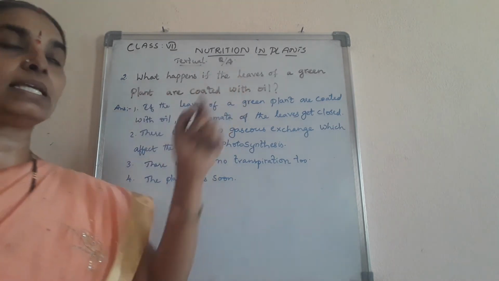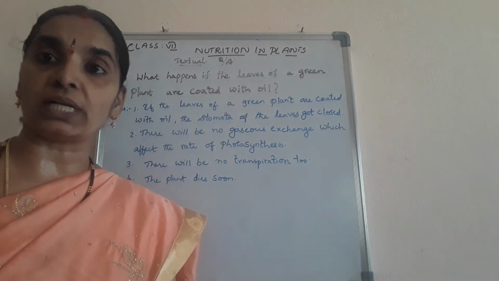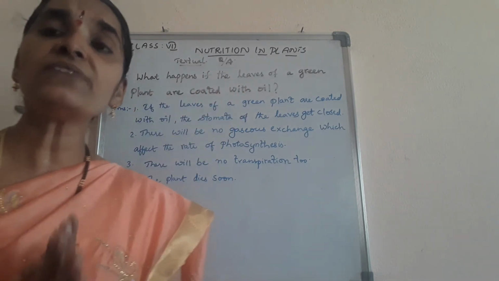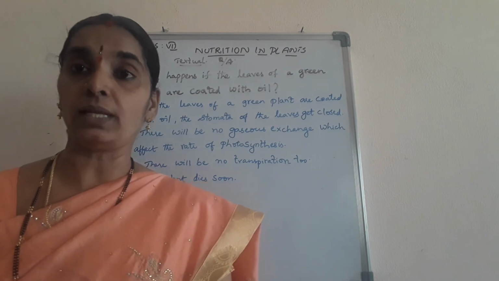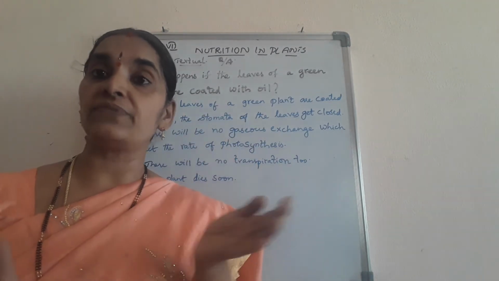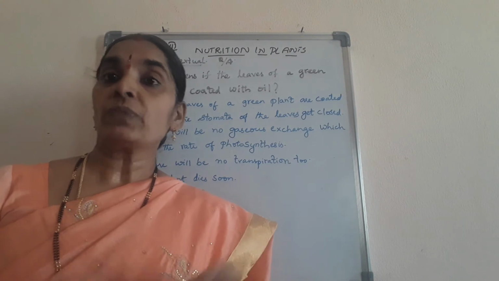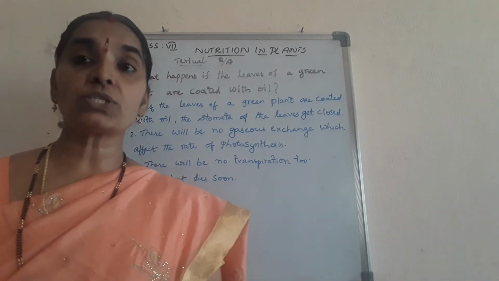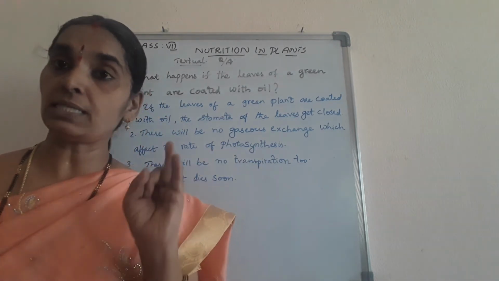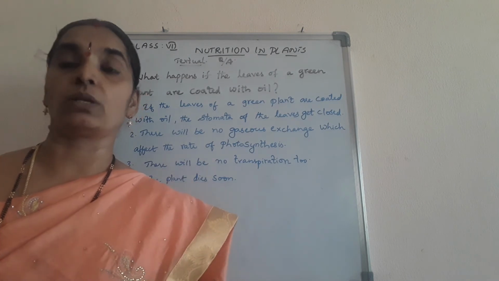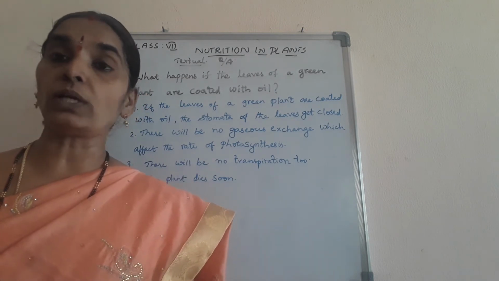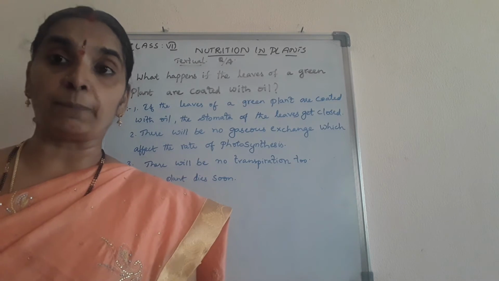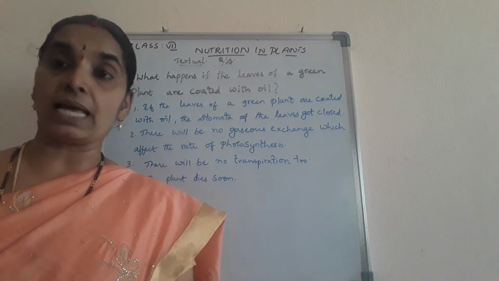What happens if the leaves of the green plant are coated with oil? If the leaves of a green plant are coated with oil, the stomata present on the leaves get closed. So, what happens? The main functions of stomata are photosynthesis, respiration and transpiration. All these functions cannot take place in the leaves. So, the plant dies soon. So, that is the answer for this question.